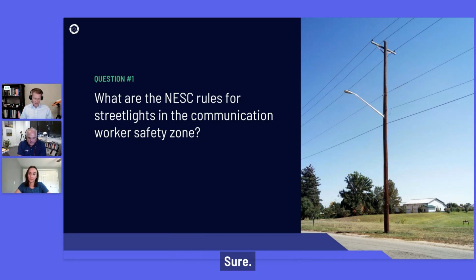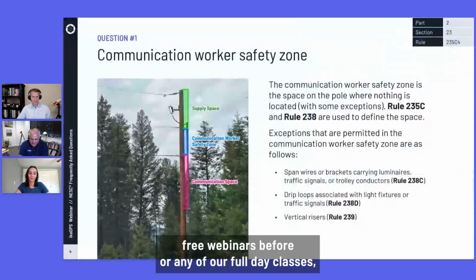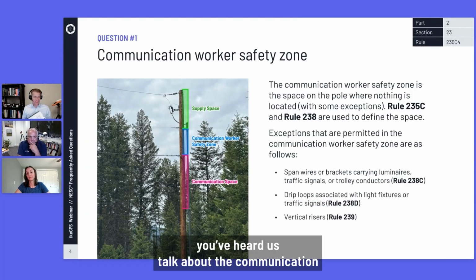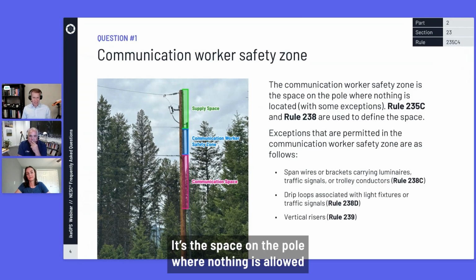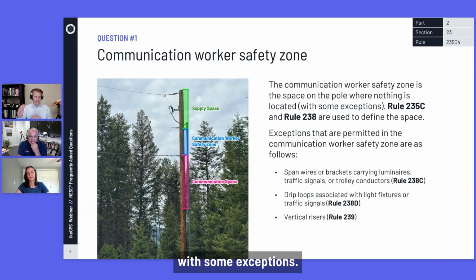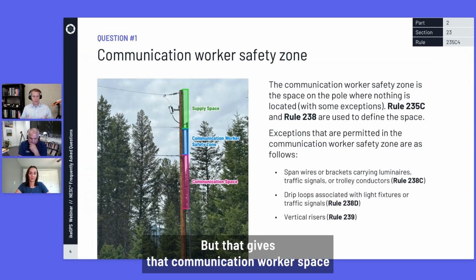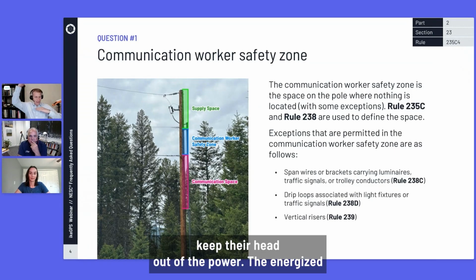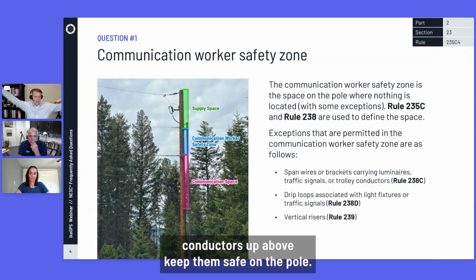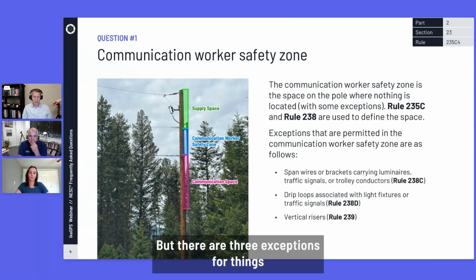Sure. So the NESC, if you've been to any of our free webinars before or any of our full day classes, you've heard us talk about the communication worker safety zone. So that's where we start with this. It's the space on the pole where nothing is allowed, with some exceptions. That gives communication workers space to get up on the pole, work on their cables, maybe at chest level, keep their head out of the energized conductors up above, and keep them safe on the pole. But there are 3 exceptions for things that can be in there.